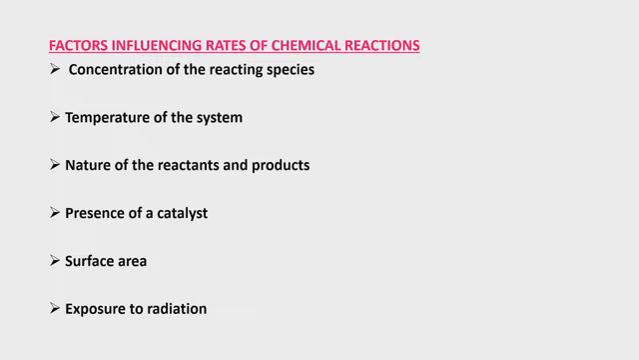Look at factors influencing rates of chemical reactions: concentration of the reacting species, temperature of the system, nature of the reactants and products, presence of a catalyst, surface area, exposure to radiation.